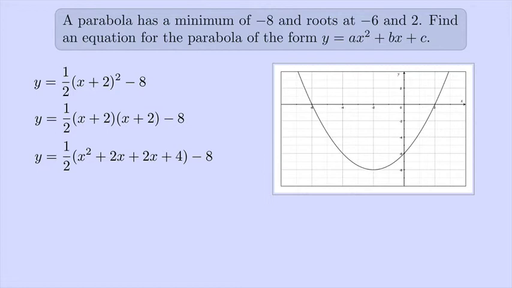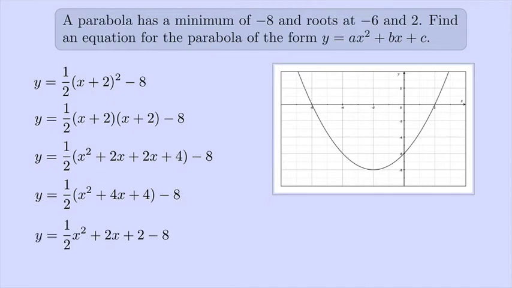So that ends up giving me y equals 1/2 times (x squared plus 2x plus 2x plus 4) minus 8. And then I can combine the 2x and the 2x to give me 4x. And then I can distribute the 1/2 out front. So I get y equals 1/2 x squared plus 2x plus 2 minus 8. And finally, I can combine the 2 and the minus 8 at the end, and my final answer: y equals 1/2 x squared plus 2x minus 6.